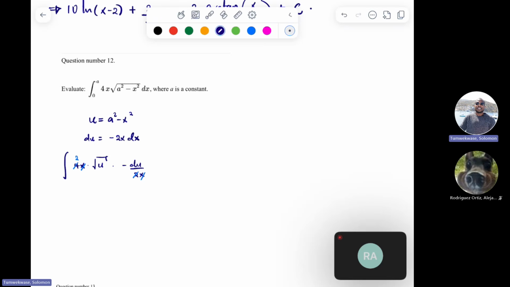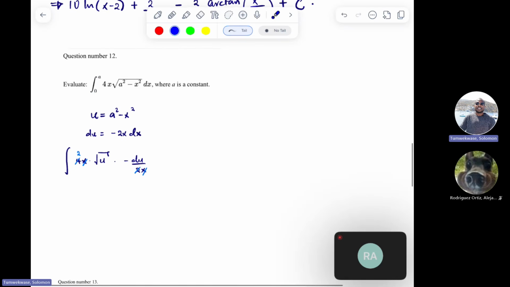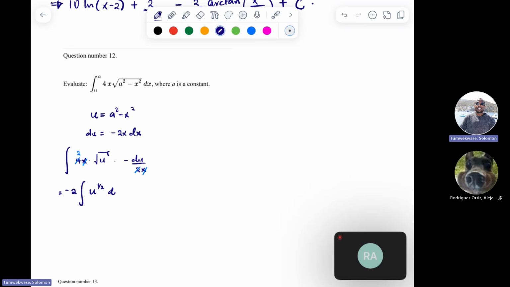Now, you realize that I'm avoiding writing the limits here because 0 to a, those are limits of variable x, but I'm changing to u. So it is not correct that I still write 0 to a when I have variable u, okay? 0 to a are limits of x, so when I go to variable u, I expect different limits which are not 0 to a, okay? So this is the same as 2 is a constant, integral, in fact, negative 2 because we have a negative there, then u to the half du.